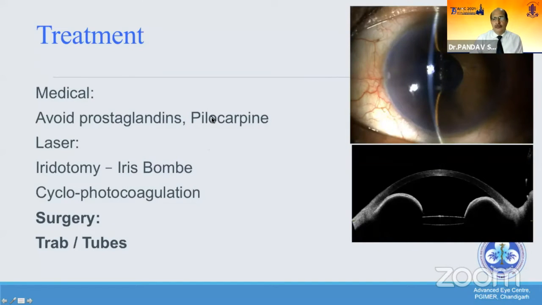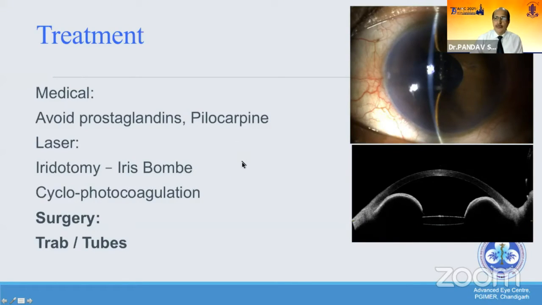Now, when you're doing medical therapy, it's important that we understand anti-glaucoma medicines, and we generally avoid giving prostaglandins and pilocarpine. Those are the drugs which are prone to induce inflammation. Sometimes you have a picture like this, iris bombé, as seen in the picture up top, and below is the OCT. In these situations, a laser iridotomy is required, and it can make all the difference. You might be able to avoid surgery and control pressures with a simple iridotomy in these patients.